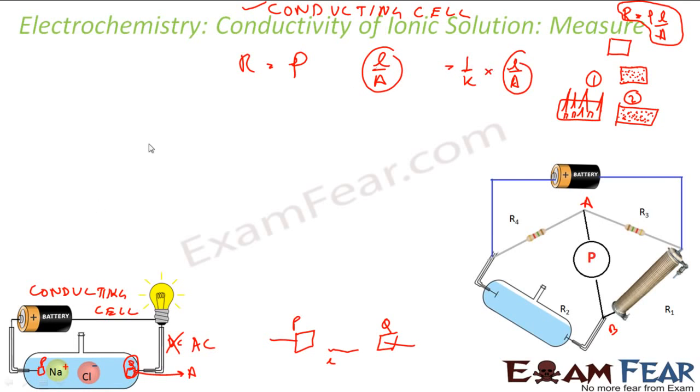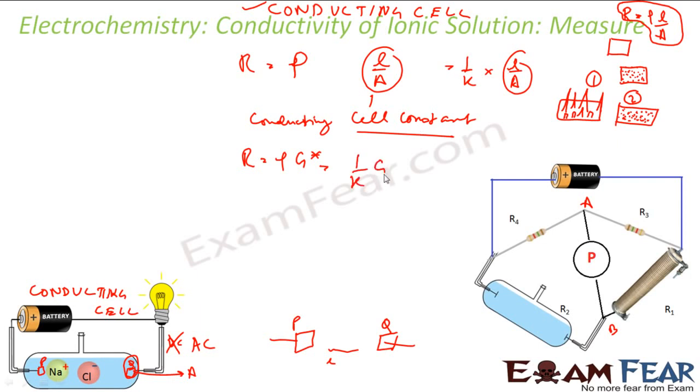Since this is constant for a given cell, this is also called the cell constant. Why? Because this is a given constant for a given conducting cell, right? This is a conducting cell, and this is denoted by G star. So instead of L by A, when R is equal to rho L by A, I can write G star. This equation I can write as R = 1 by K times G star. Correct? So for a given conducting cell, this value is constant.